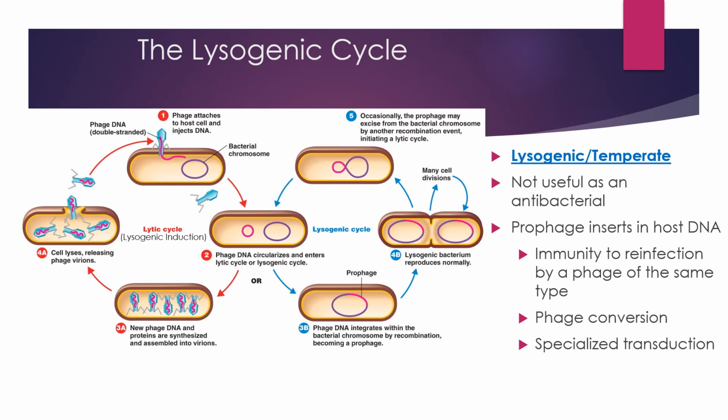A second type of bacteriophage is called the lysogenic or temperate phage. Unlike the lytic phage on the last slide, this type of virus does not immediately lyse its host cell, and so it's not useful as an antibacterial. The life cycle for this type of phage starts similarly to that of the lytic phages.